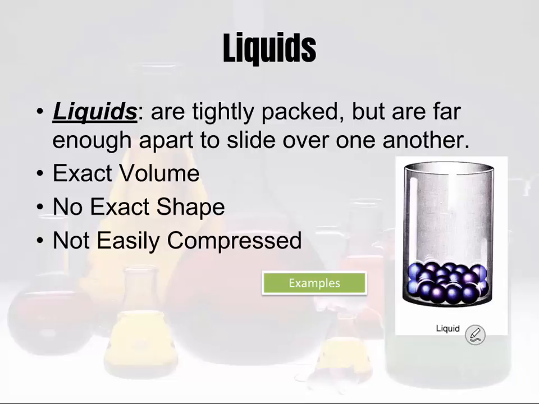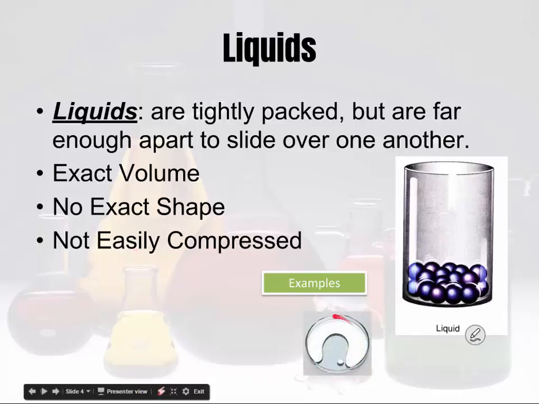Liquids are going to be tightly packed, but far enough apart that they can slide over one another. So they're not as tightly packed as solids. Here you can see a picture. The molecules are a little bit looser, so they kind of flow. They have an exact volume, so we can measure this, maybe like 10 milliliters. But they don't have an exact shape. Whatever container you put them in, liquids are going to change their shape. And again, we can't really compress liquids. Some examples could be mercury, which is a liquid, or bromine, which is an orangish liquid.